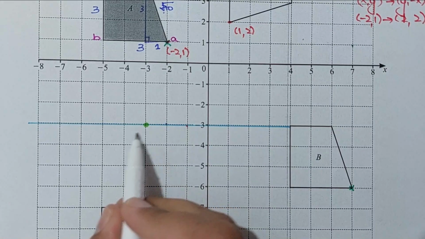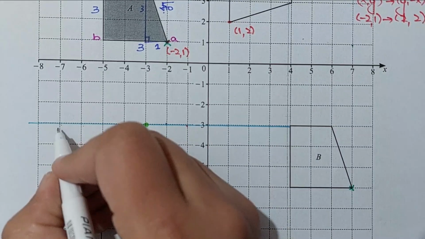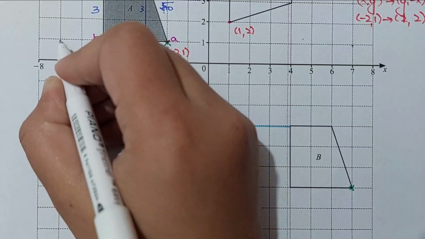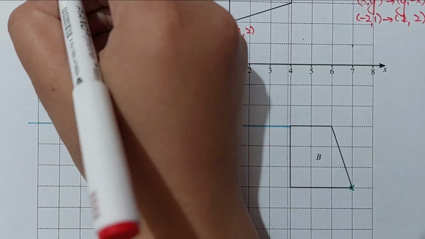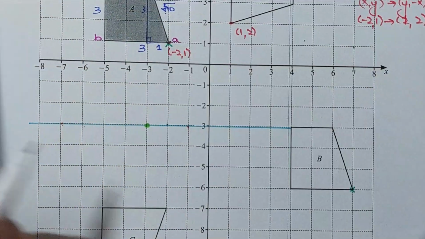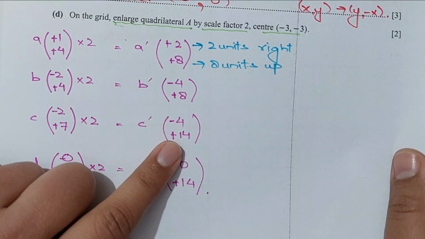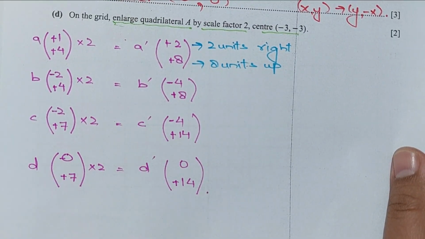From this point, 4 left, 1, 2, 3, 4, and 8 up. 1, 2, 3, 4, 5, 6, 7, 8. This would be -7 and 5. The next is -4 and 14, so 4 left and 14 up.